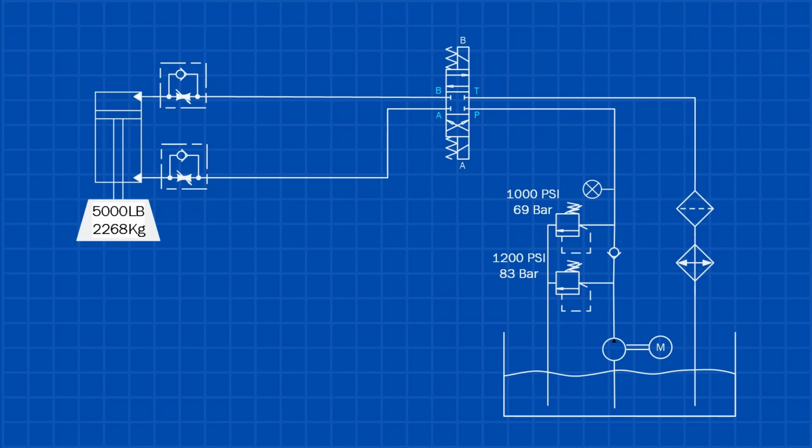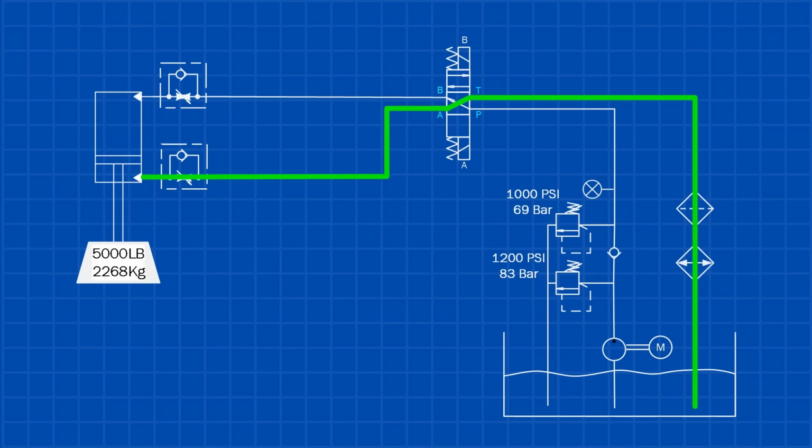Let's talk about overhung loads. Unlike horizontal loads, you can't use the same circuit design for overhung loads because gravity plays a major role here. Imagine a 5,000 pounds load hanging from a cylinder in this example. When the directional valve is energized to lower the load, it free falls, much like dropping a heavy stone from the top of a mountain.